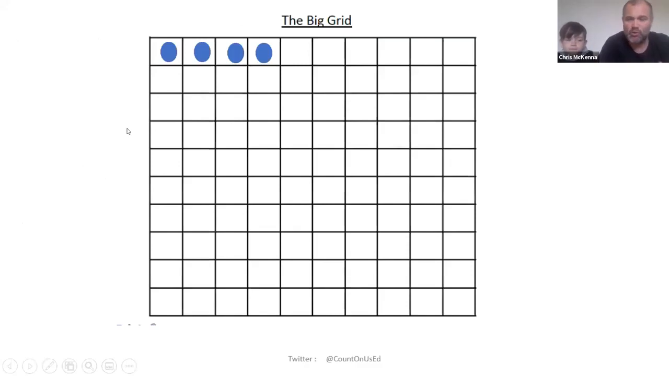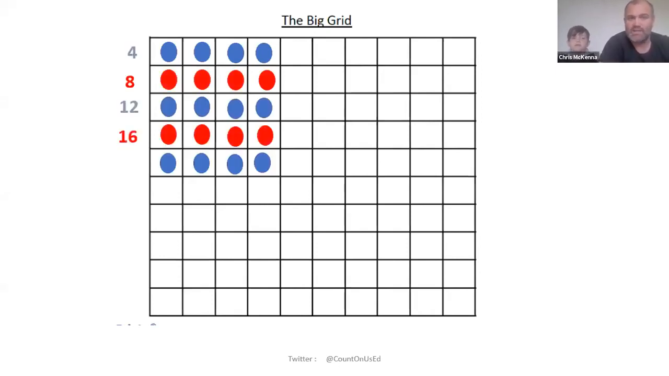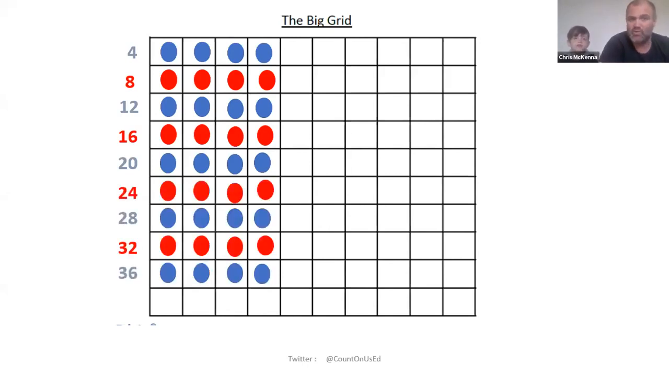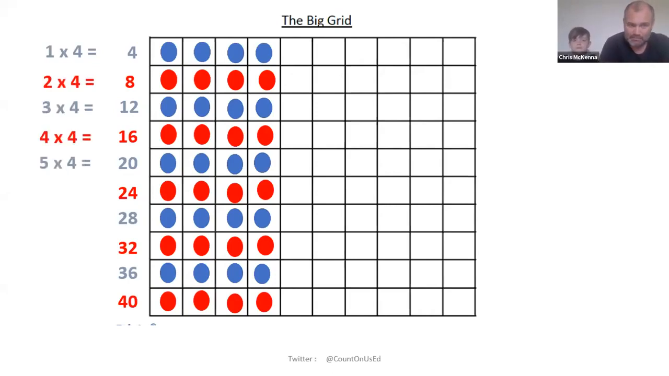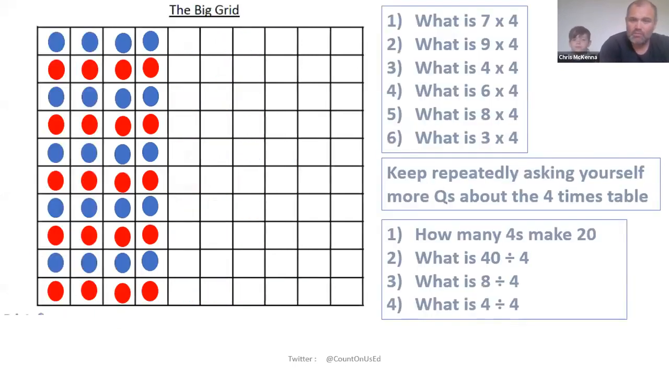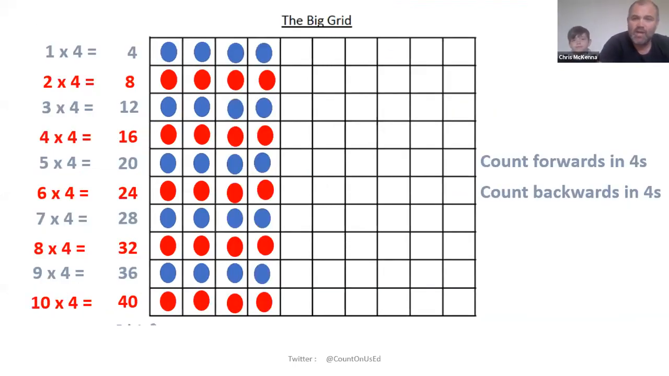Okay, next one, what we're going to do, we're going to look at, how many dots are there? 4. And there is 8, 12, 16, 20, 24, 28, 32, 36, 40. And you can see here, this is the 4 times table. Oops, it's going crazy here ahead of me. So here we're counting up in 4s, or we can count backwards in 4s.